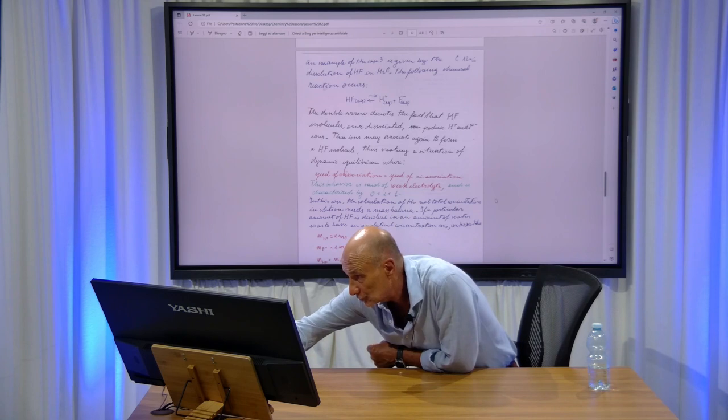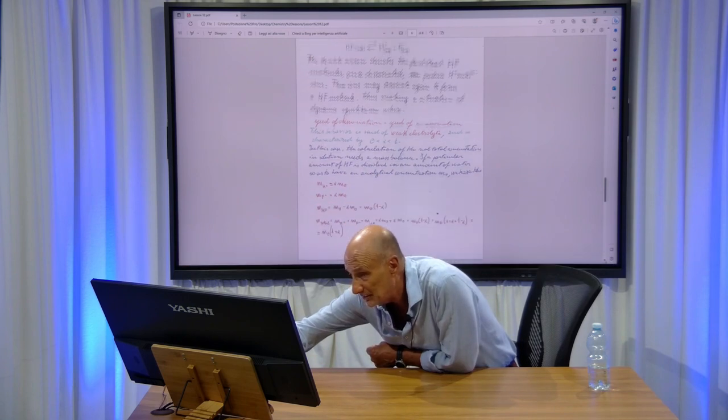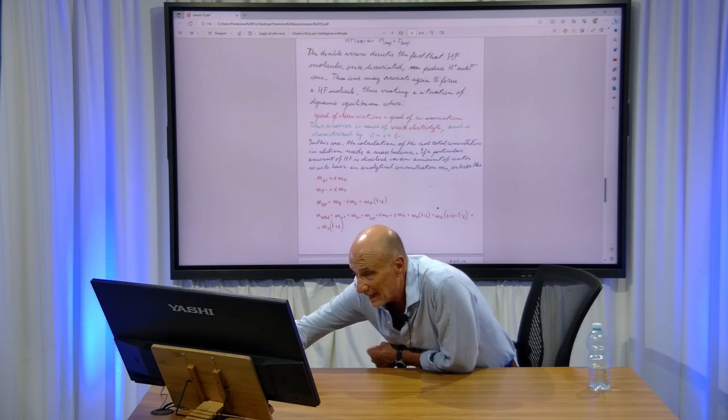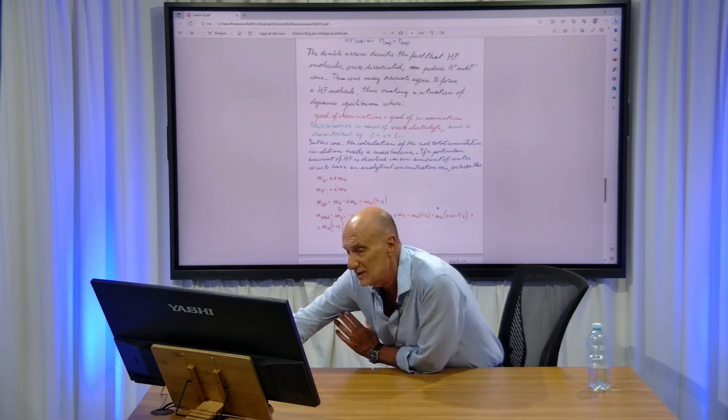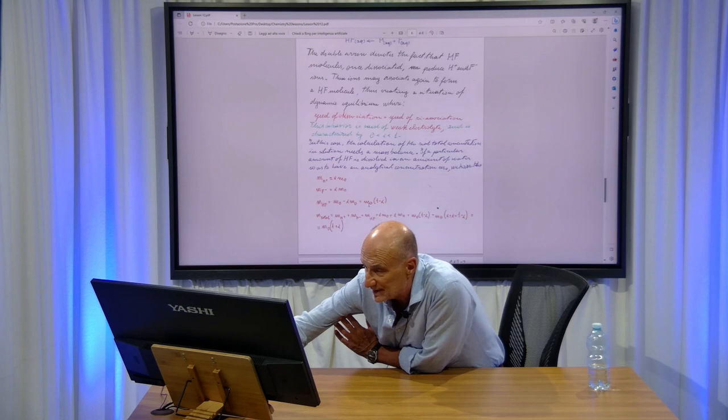Then, the concentration of hydrofluoric acid that remains undissociated: M0 is the initial concentration, prior to the dissociation beginning. Alpha M0 is the amount of hydrofluoric acid which is dissociated. So the difference, M0 minus alpha M0, is the concentration of hydrofluoric acid which remains undissociated. Putting M0 in evidence, it remains M0, which multiplies 1 minus alpha.